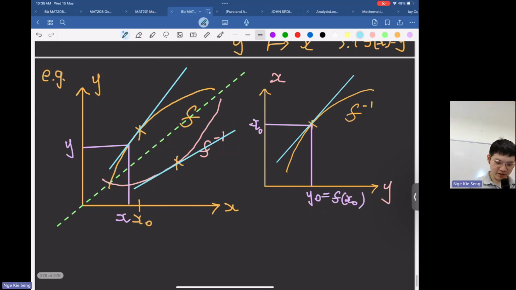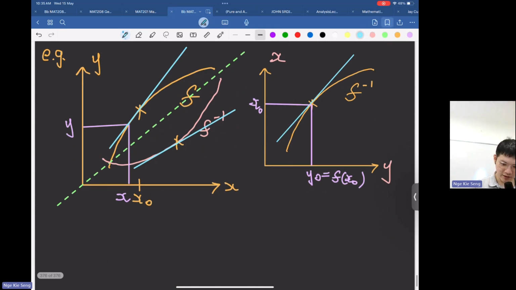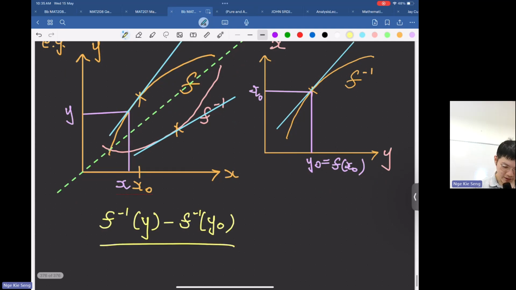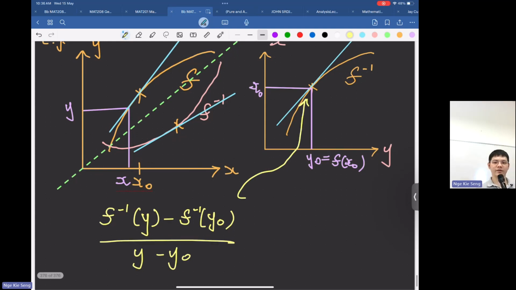Let us just quickly work it out informally. We take the secant function of f inverse of y minus f inverse of y naught over y minus y naught. So this is a secant function here, right? Okay. But what is this? What is the inverse of y at y naught? You should know the inverse of y naught, right? What is that? x naught.